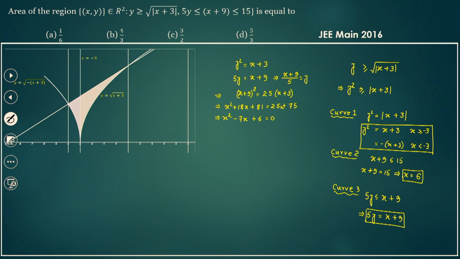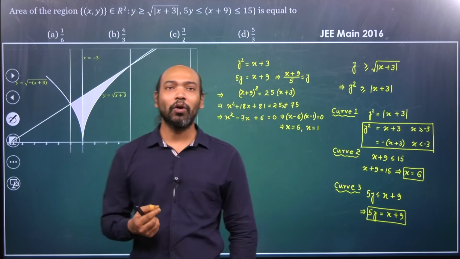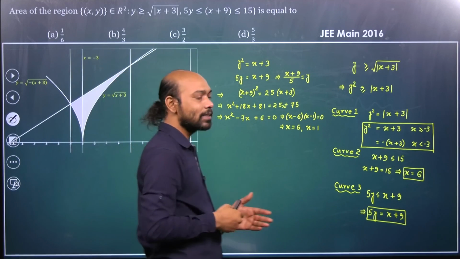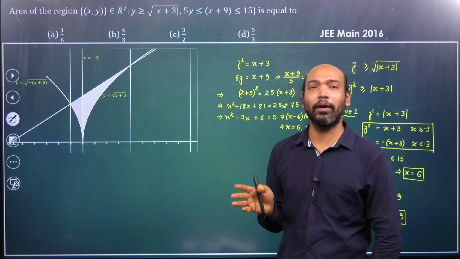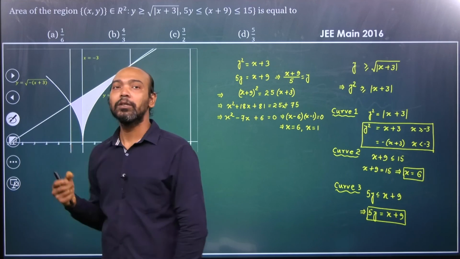If I factorize it, it gives us x minus 6 and x minus 1 equal to 0. Therefore x is equal to 6, and x is equal to 1. So those are the curves we have. Now obviously x equal to 6 is this line, so the other line is definitely intersected at the point x equal to 1. So this is x equal to 1, the vertical line. Now it also intersects at some point here.